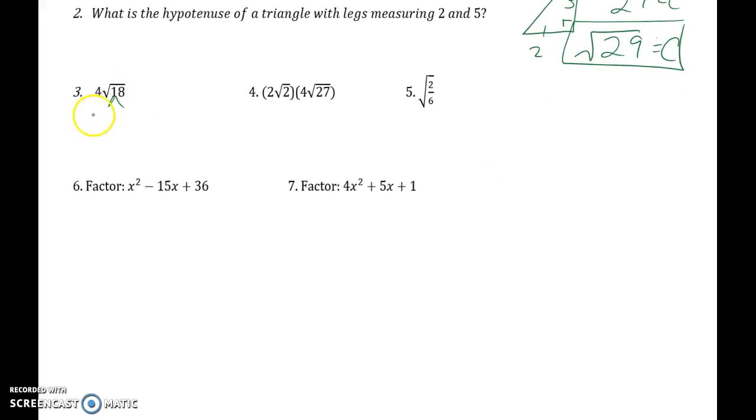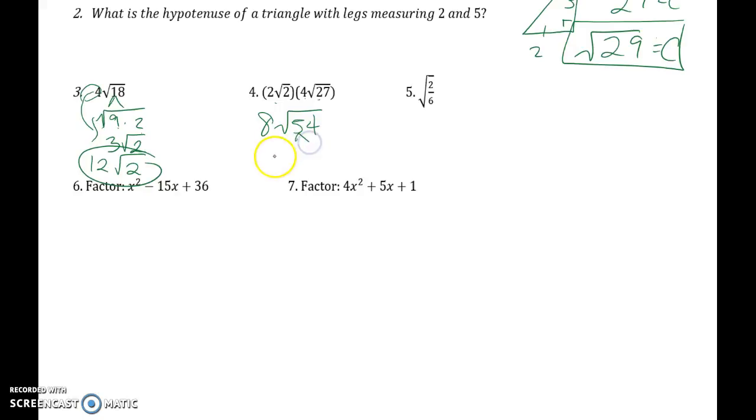If I break down 18, it's going to be 9 times 2. The square root of 9 is 3. The square root of 2, I don't know, so I recopy it. Now what about this 4 that was in the front? Don't forget about it. Bring it down and multiply the two outside numbers. That's what you're looking at. On a problem like this, outside times outside, inside times inside, it looks something like this.